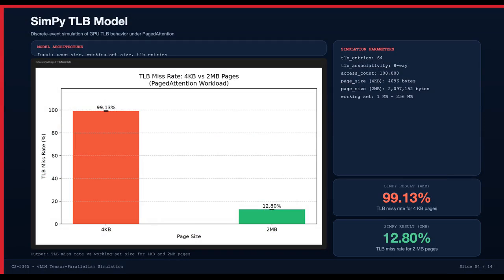On this slide, the Translation Lookaside Buffer model is a discrete event simulation of GPU TLB behavior under the PagedAttention workload. It does not simulate every CPU cycle in SimPy. Instead, it models the probability that a given memory access hits or misses in the TLB, based on the page size, working set, and TLB configuration.